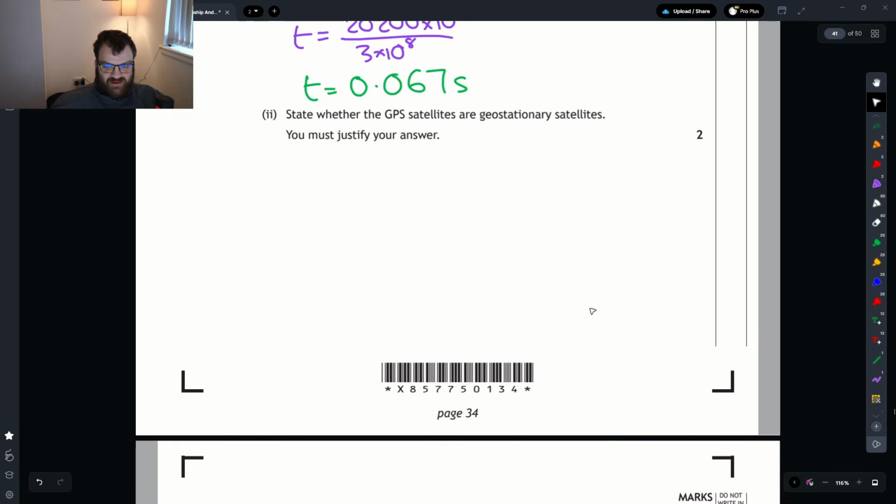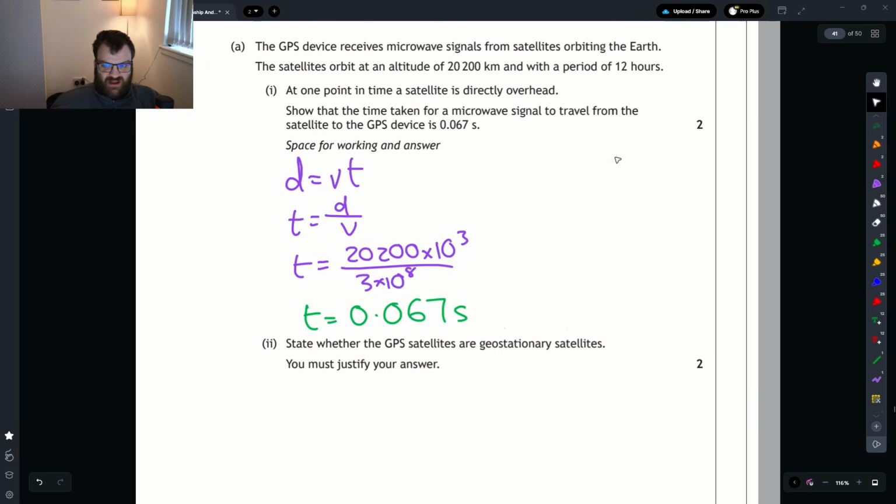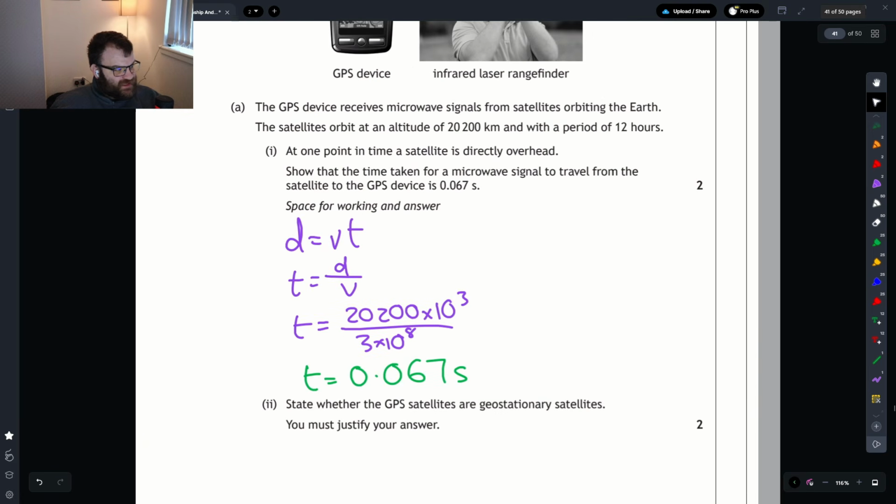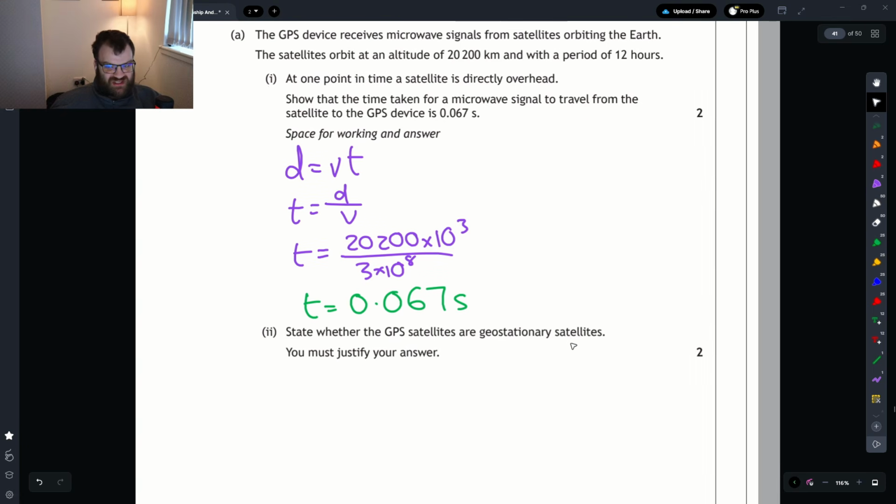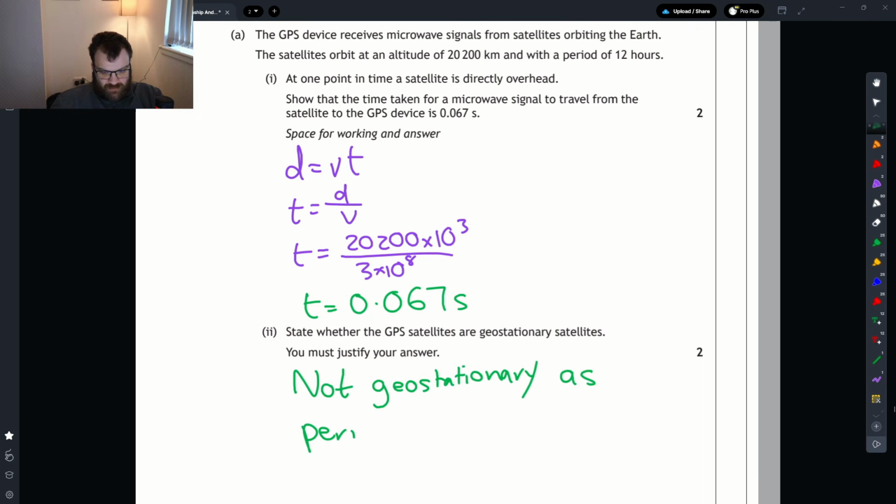Okay, state whether the GPS satellites are geostationary satellites. Their period is their time to do one cycle. If it was geostationary, it would be the same as the Earth, which is 24 hours. So it is not geostationary, as the period is not 24 hours.